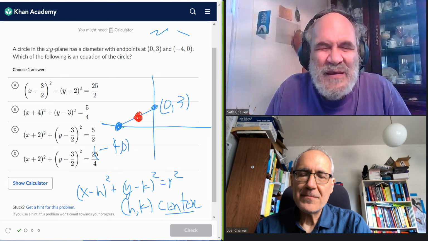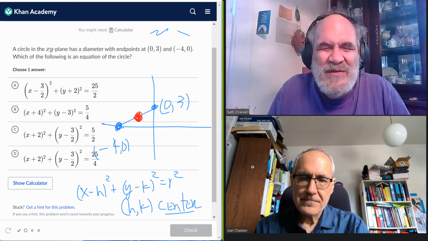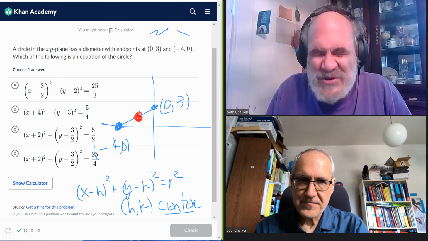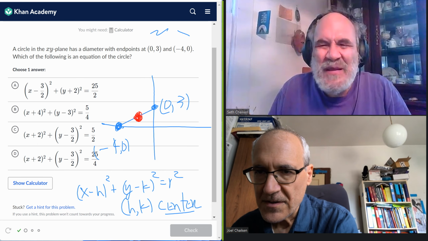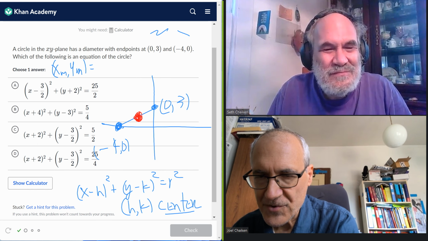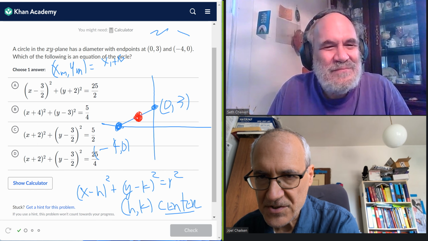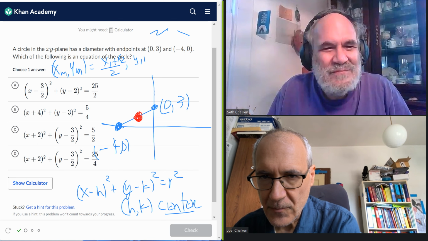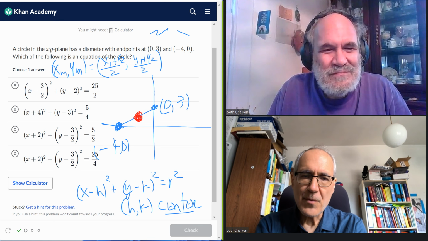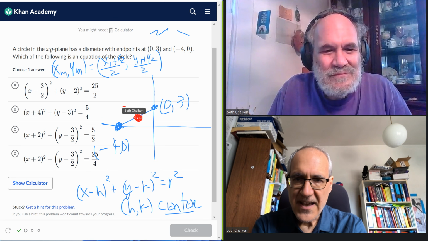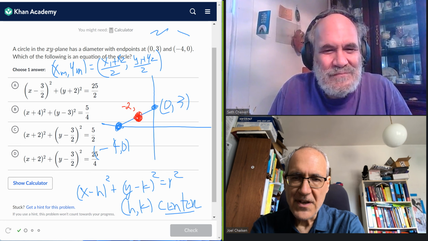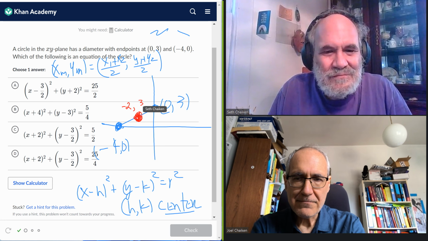So then you have to know the midpoint formula. Each coordinate of the midpoint is the average of the coordinates of the endpoints. So let's write that down. The coordinates of the midpoint of two points are (x1 plus x2) divided by 2, and (y1 plus y2) divided by 2. It's just the average of the x's and the average of the y's. The average of the x's is -4 plus 0 divided by 2, which is -2. The average of the y's is just 1.5.